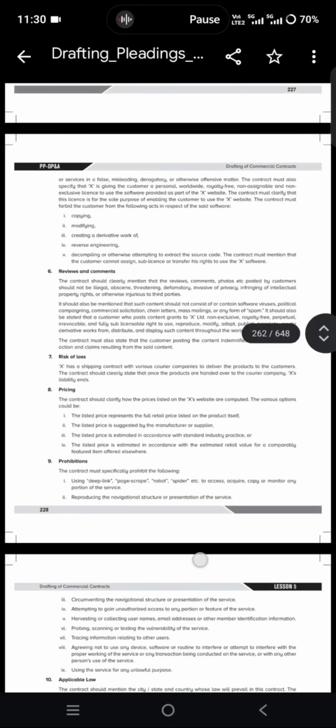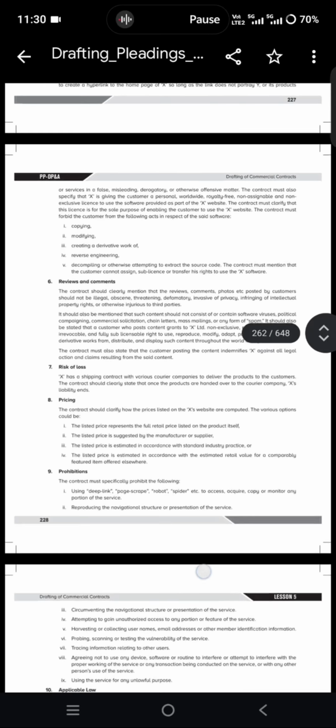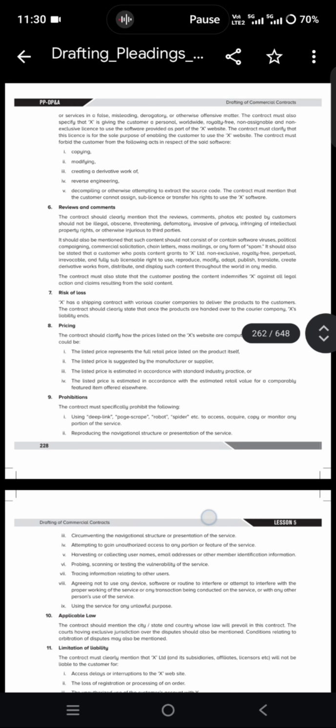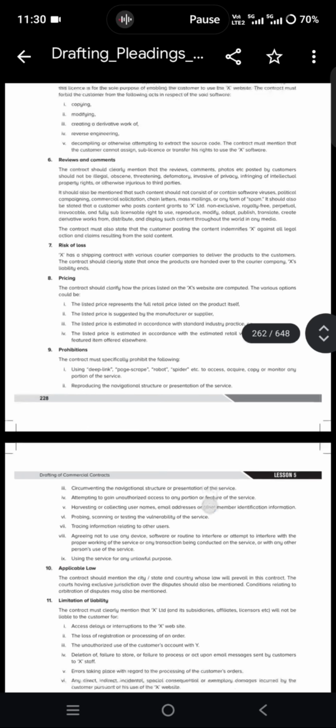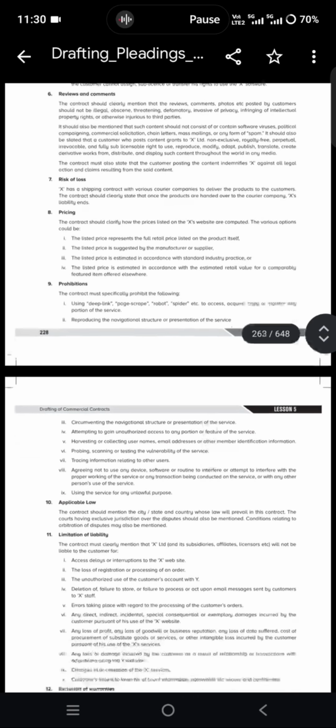And any direct or indirect, incidental, special, consequential, or exemplary damages incurred by the customer pursuant to using that website. And any loss of profit or goodwill, any loss of business reputation, any loss of data suffered or caused, procurement of substitute goods or services, any other tangible loss incurred by the customer pursuant to the X website. So if the customer got a loss due to any website-related info, the manufacturer or the seller will not be liable. Changes in or cessation of the X services. Customer failure to keep his account info and password secure and confidential. The customer himself has failed to secure his own info.